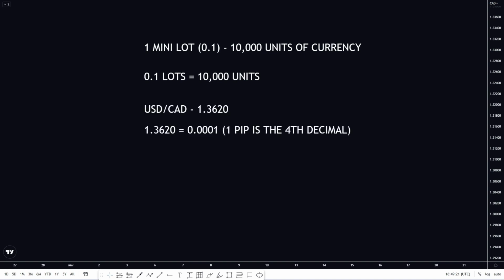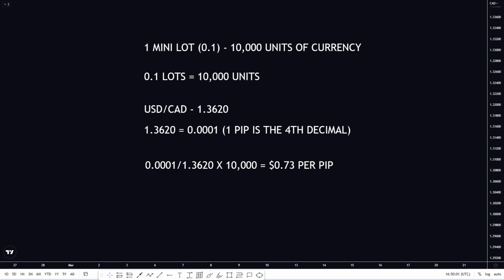So in this example, you can see that dollar CAD has an example value of 1.3620. So we know that 1.3620 is a 4 decimal place value, and that 1 pip is the 4th decimal place of that number. So now that we actually know this, we need to take this information and put it into a simple formula, where we're going to be taking the 4th decimal place value, 0.0001, because we know that that represents 1 pip.